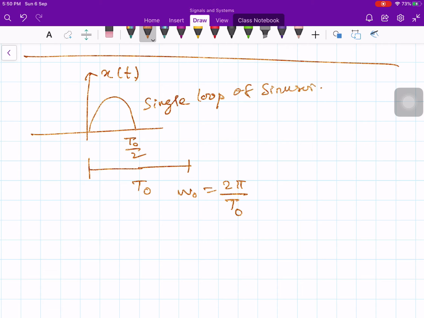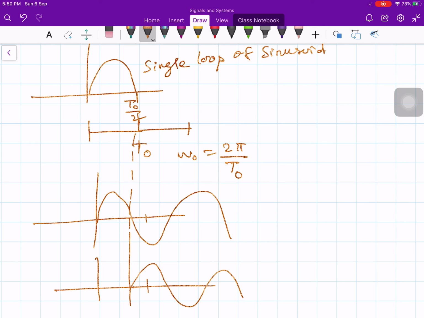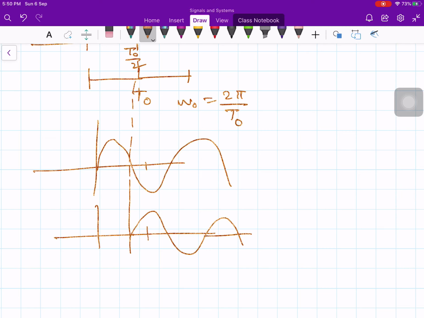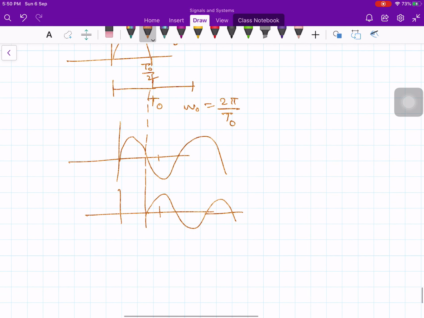Now this can be considered as a regular sinusoid like this, and you consider one more sinusoid like this, a delayed sinusoid. This is not to scale, sorry. Let me call this x1 of t. What is x1 of t? Sine omega naught t times u of t. And what is this other one, x2 of t? x2 of t is the delayed version of x1 of t, x1 of t minus T naught by 2.